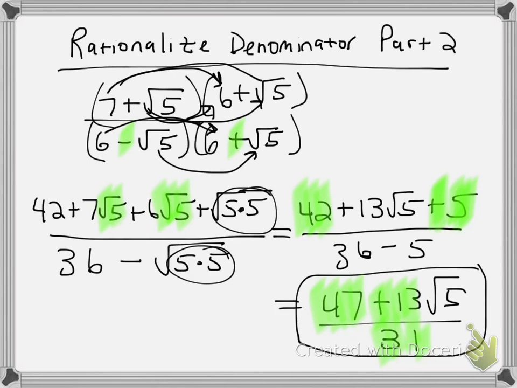all over 31. That's how you can rationalize your denominator when there's not just a single root. Instead, you have two terms, like in this case.